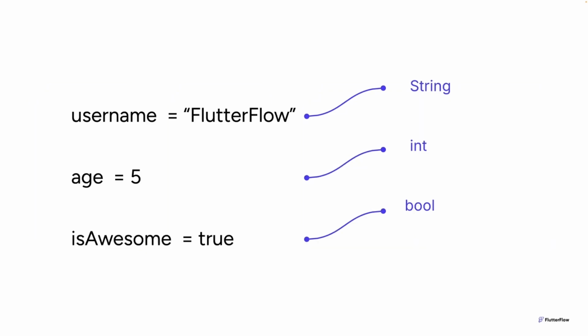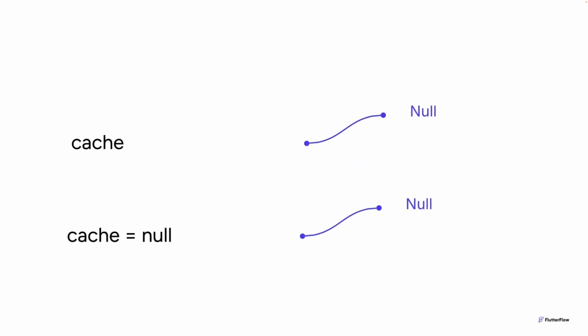First, let's start with primitive data types. Primitive data types are the most basic data types. They include integers, doubles, booleans, and strings. There is also one special type that I would like to talk about, null. A null value represents the absence of a value.